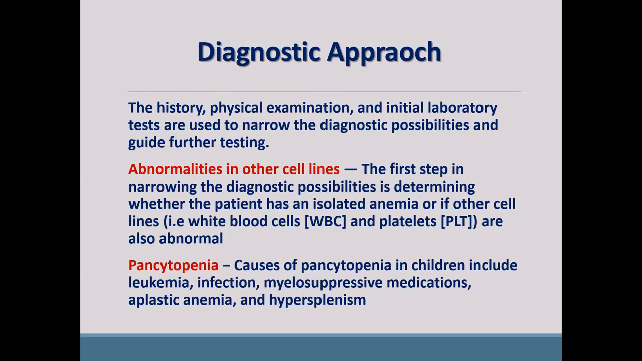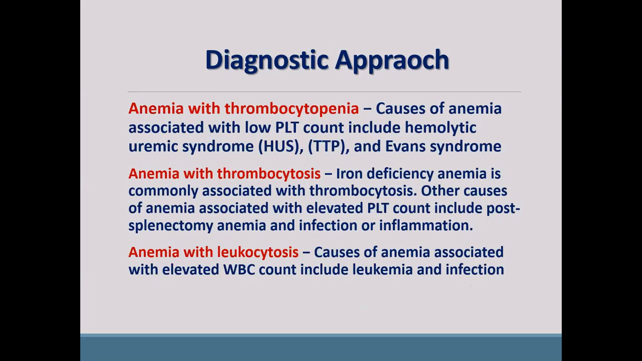First, abnormality in other cell lines. If there is anemia with abnormality in other cell lines, the first step in narrowing the diagnosis is determining whether the patient has isolated anemia or other cell lines affected like white blood cells and platelets. When there is pancytopenia, the causes include leukemia, infection, myelosuppressive medication, chemotherapy, aplastic anemia, and hypersplenism.